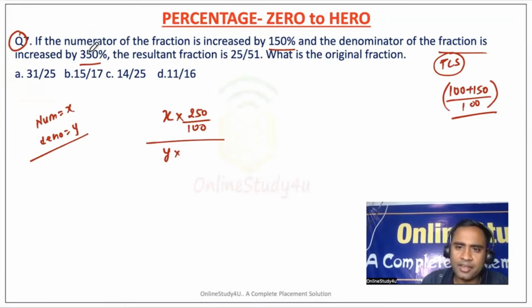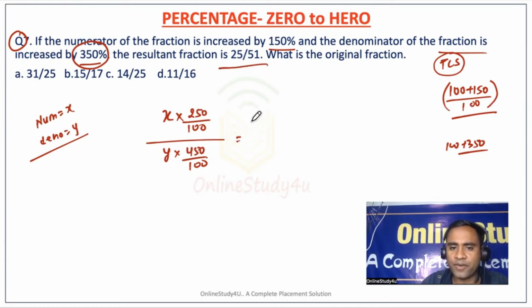Again, the denominator is increased by 350, so add it to 100: 100 plus 350 is 450, divided by 100. The resultant fraction is 25 by 51. Now this 51 is a multiple of 17.